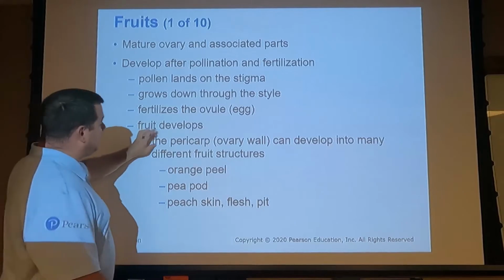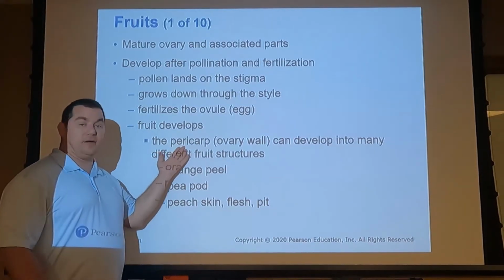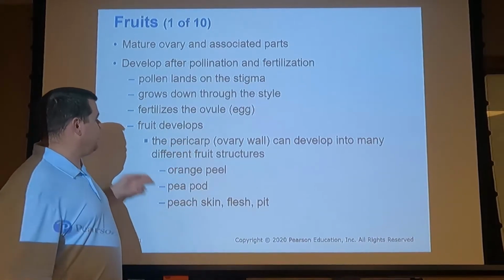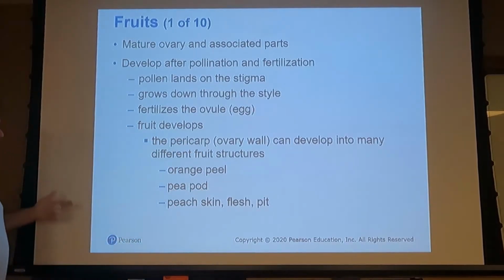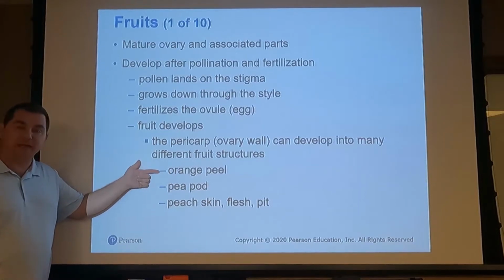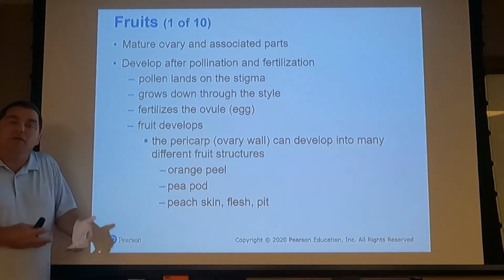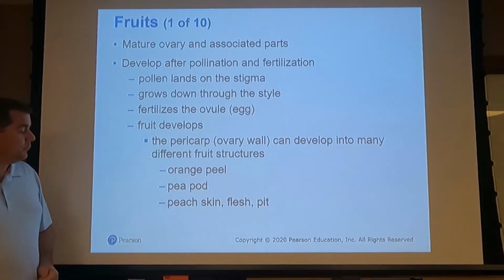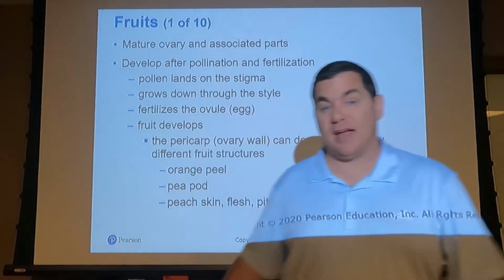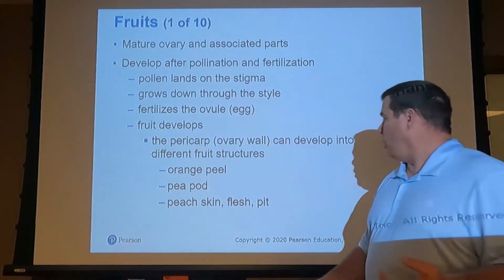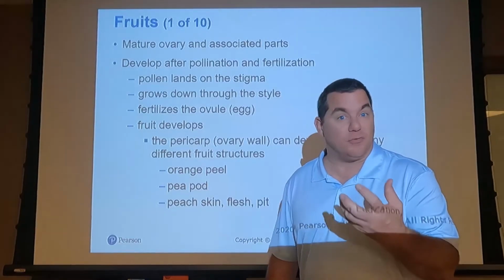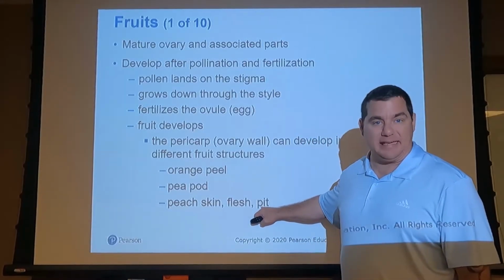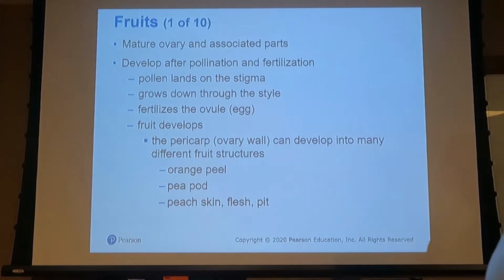So we'll have this pericarp. Remember, I said this is kind of the outer, so the pericarp can develop into many different fruit structures. So if you think about the orange peel, that is the pericarp of the orange. A pea pod, or the skin of a peach, is actually almost like what we consider the flesh, which is the fruit that we're eating, is actually covering and protecting the seed, which is the pit.